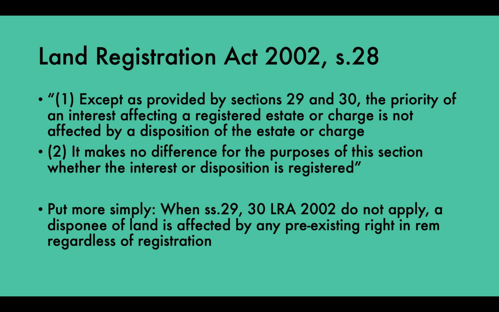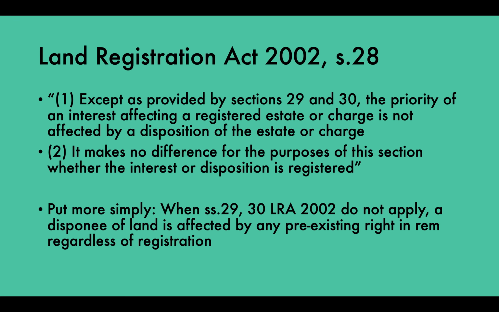Now, I understand that this section is expressed again in terrible language. A lot of legal provisions really are. It's quite awful, but Section 28 basically says that when Section 29 does not apply, a disponee of land is affected by any pre-existing rights in rem.